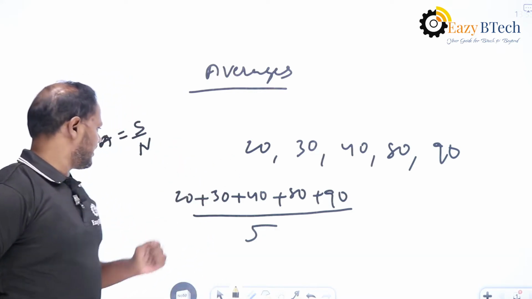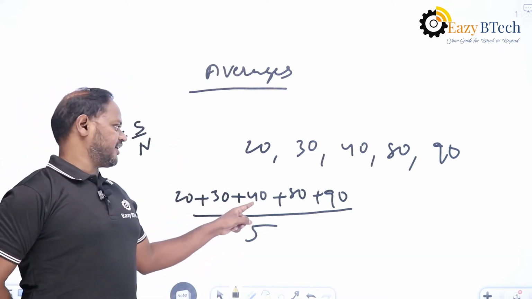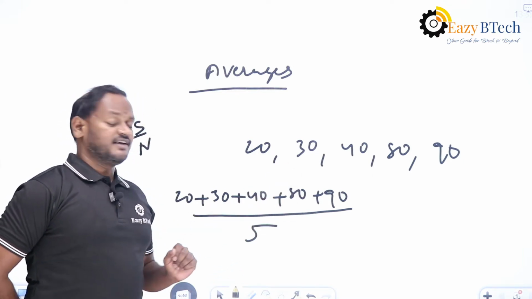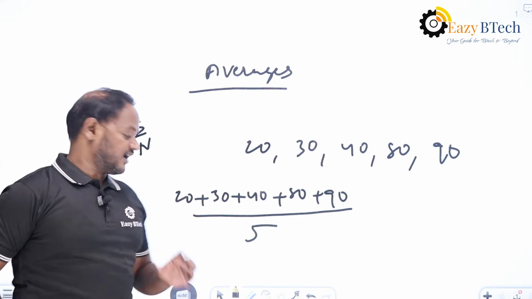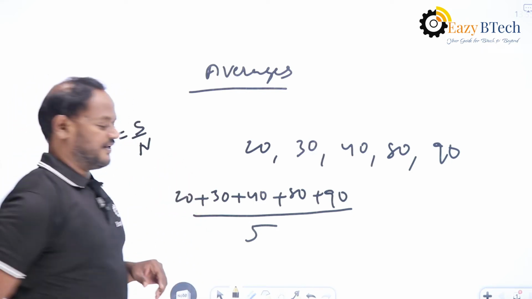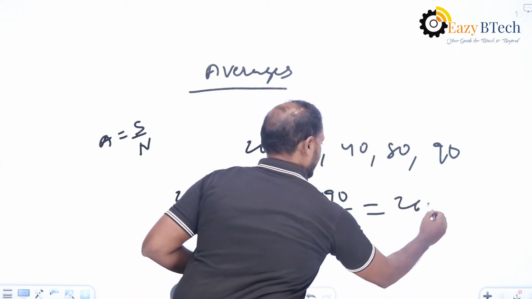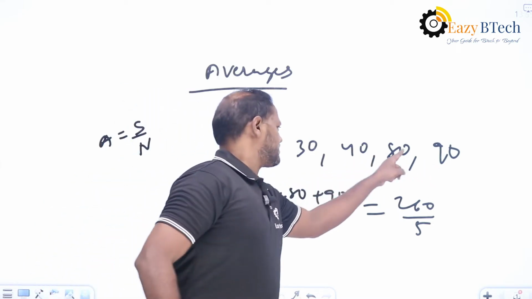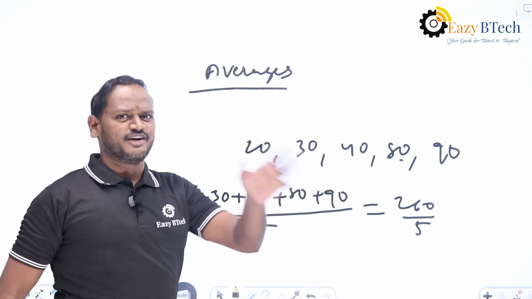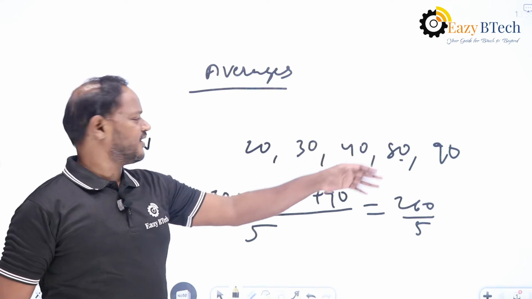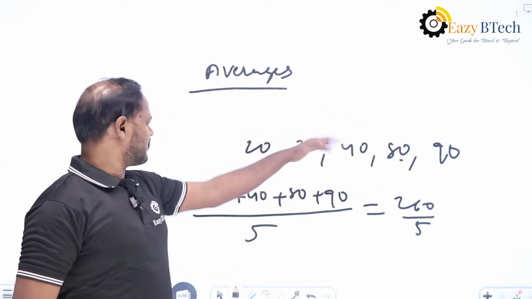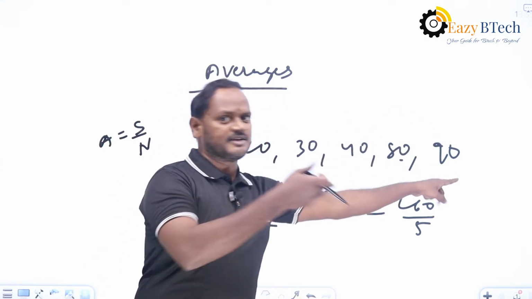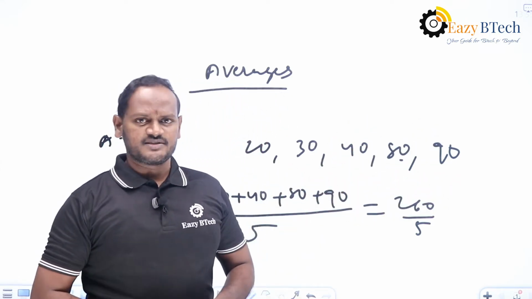First of all, we add all these numbers, right? 20 plus 30, 50. 50 plus 40, 90. 90 plus 80, 170. 170 plus 90, it will be 260, right? 260 divided by 5 terms. How to add the numbers actually? According to our 10th class, you add the unit place digits, but we need not go for the childish procedure. Don't go for unit place and tens place. Directly you can add the numbers, right? 20 plus 30 will be 50. 50 plus 40, 90. 90 plus 90 will be 180. 180 plus 80 will be again 260. Yes or no? Yes.